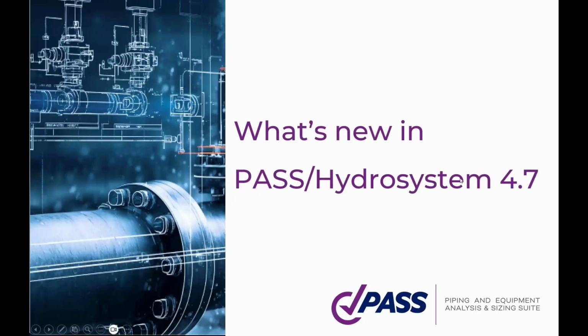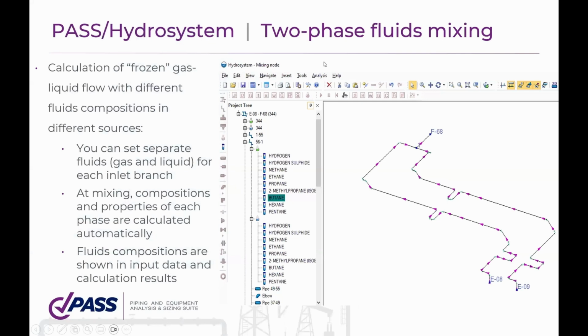And let's talk about what is new in HYDROSYSTEM version 4.7. We have a lot of new features, and the first of them is a function for calculating mixing of two-phase fluids in one piping system with different compositions. As you may have heard, in the previous version 4.6 we added the capability to calculate mixing of different fluids with different compositions, but only for single-phase flow, for liquids and for gas flow. And now in HYDROSYSTEM 4.7, we have the same feature for two-phase gas-liquid flow.